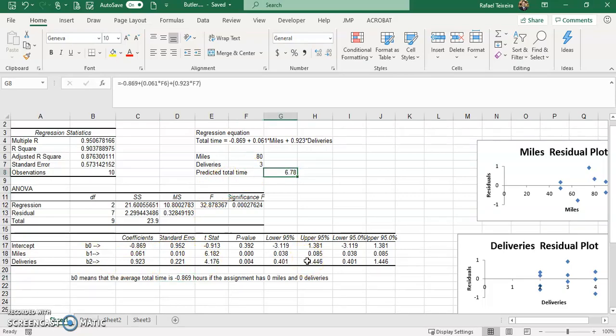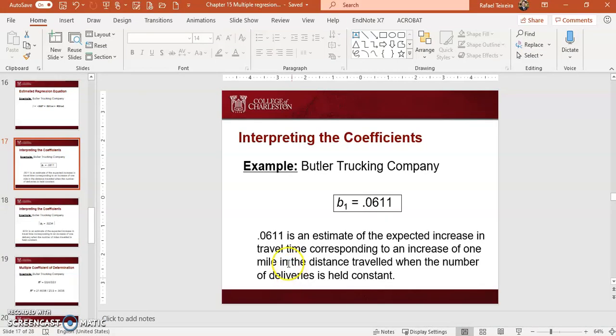So the key takeaway is sometimes B0 is not meaningful. Sometimes it is meaningful, sometimes it is not. In this case, it is not, because there is no assignment of travel if you don't have miles and if you don't have deliveries, okay?